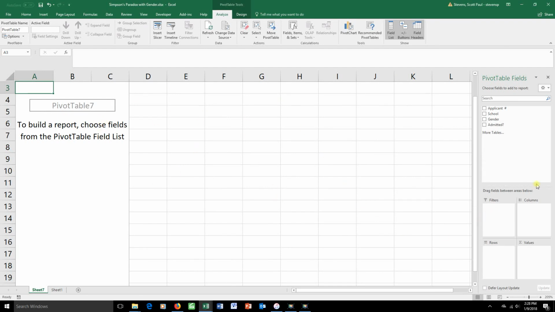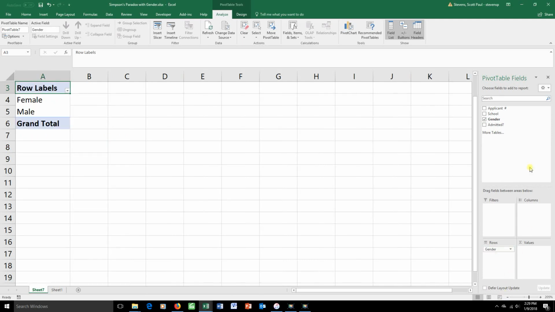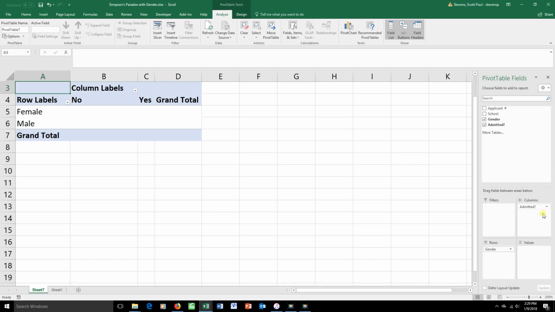We're going to build what we want in the table from these entries over here. There are four columns. I have four names. I want to figure out how likely a person of a given gender is to be accepted. So I'm going to put gender in the rows and admitted in the columns. I could put them the other way around. It wouldn't matter. The table would still work.